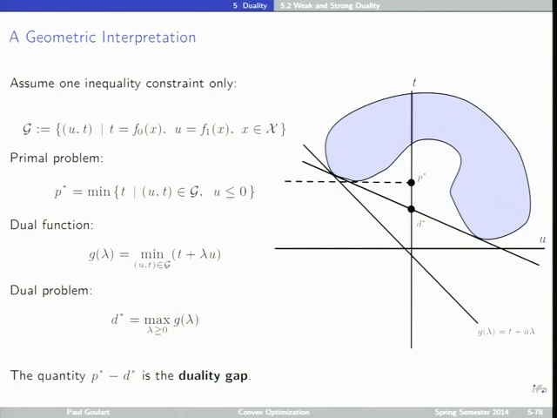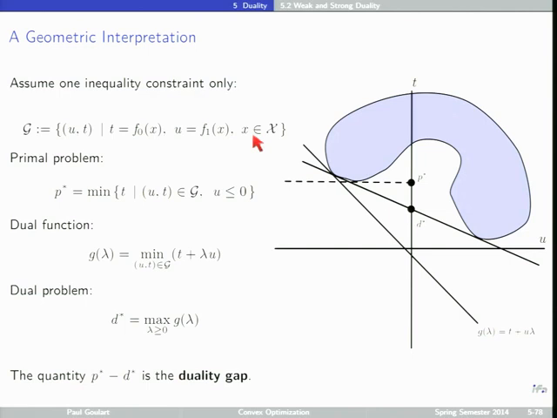So suppose that I have a problem with just one inequality constraint. I write down all of the locations. I want to write down this set G, which is the set of all u's and t's, where t is the value of the objective function, and u is the value of the constraint function, because I only have one constraint. And I collect up all the points in some two-dimensional figure that I can generate in this way by plugging in all of the x's that I'm allowed to plug in.